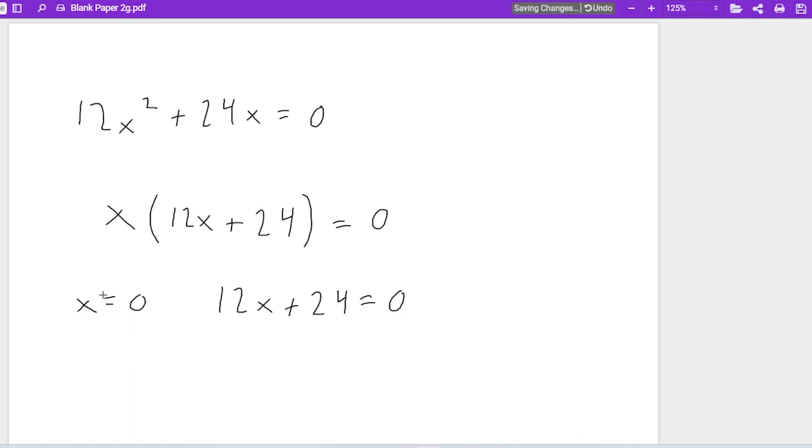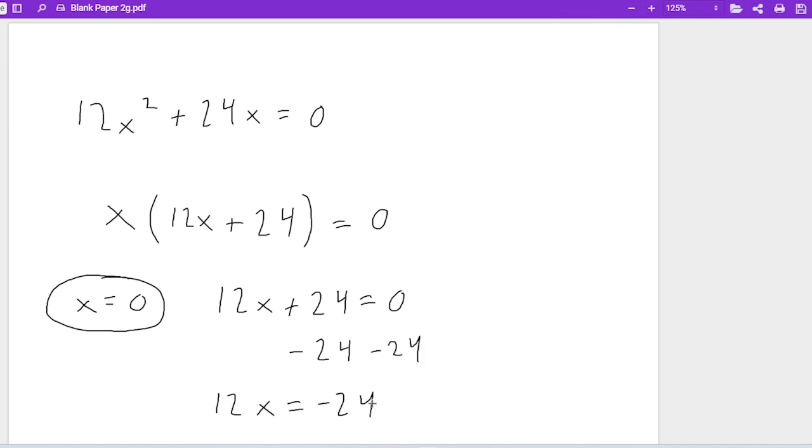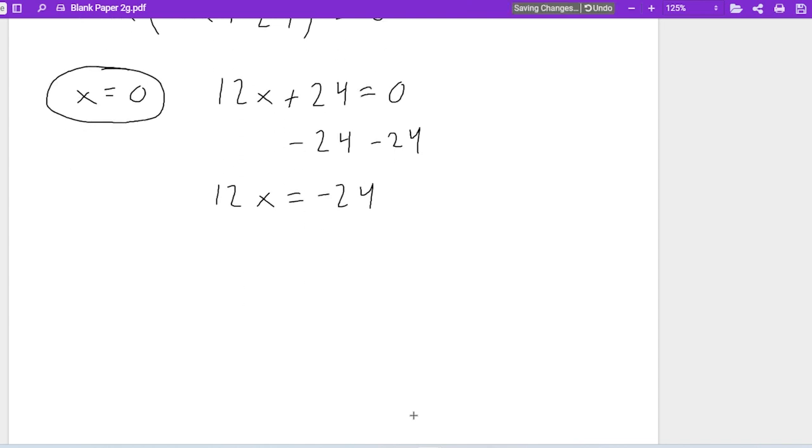So now, once I get this far, I immediately have the solution x equals 0, and now I just have to solve the other one for x. To do that, I'm going to subtract 24 from both sides. So 12x equals negative 24, and then just divide both sides by 12. X is going to equal negative 2. That's going to be my second solution. So I have two solutions to this one, x equals 0 and x equals negative 2.